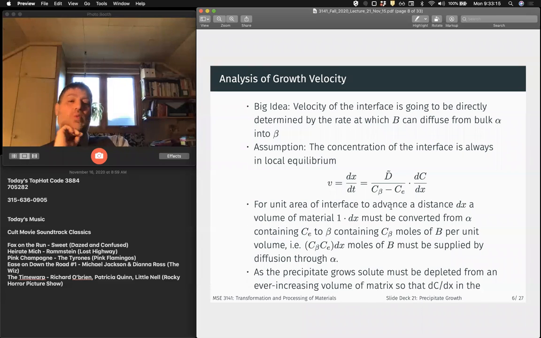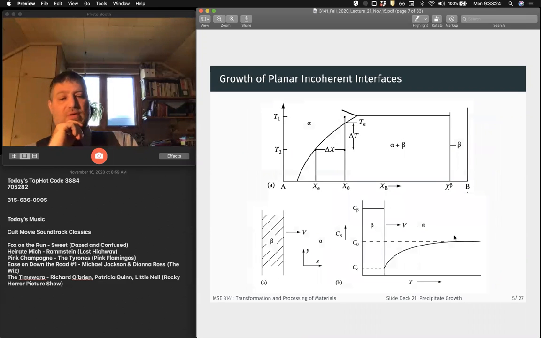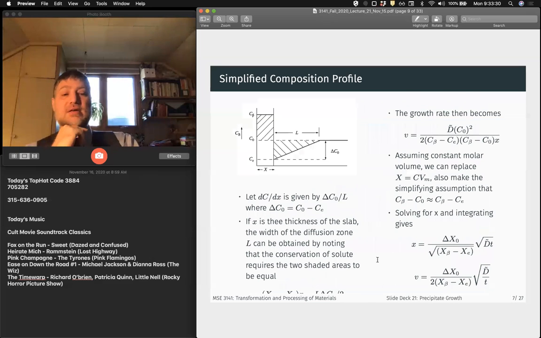Okay, so we can make some simplifying assumptions here, and we'll assume that this composition profile here is linear, and then we can do some quantitative analysis. So if we assume a linear composition profile, dC by dx is what we're going to call delta C naught, which is C naught minus C equilibrium. So this is our alloy composition, this is our equilibrium composition, divided by the length.